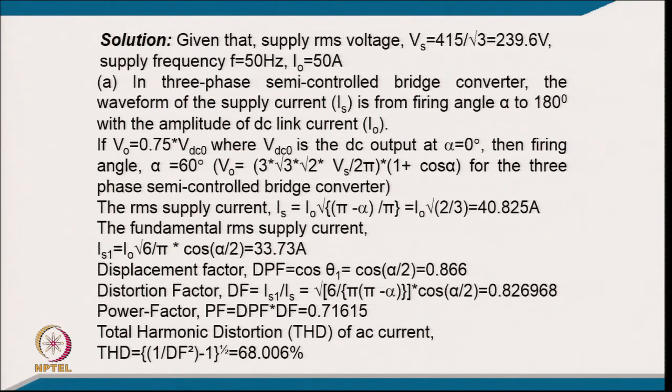Putting the values for this semi converter, you will get an RMS current of 40.825 ampere and IS1 equal to this. Putting the formula values, it comes to 30.73. The displacement factor is cos theta 1, that is cos alpha by 2, which is 0.866. The distortion factor IS1 upon IS comes to 0.75268, and the power factor, putting both values of distortion factor and displacement factor, comes to 0.71615. The total harmonic distortion, putting the values here, comes to 68.006%. So, this is much higher than the 31% normally found in a 3-phase fully controlled converter.